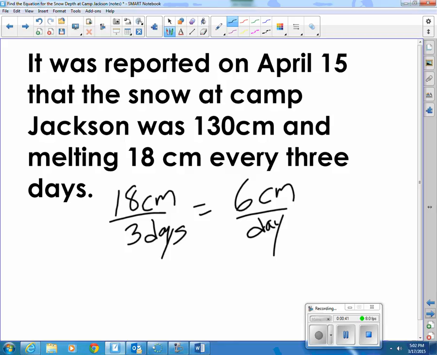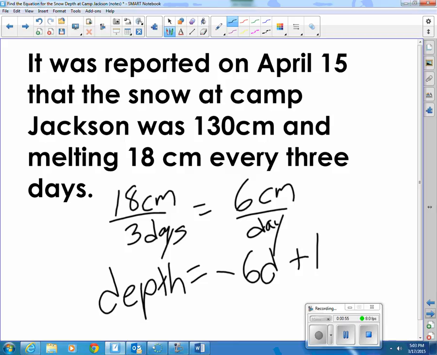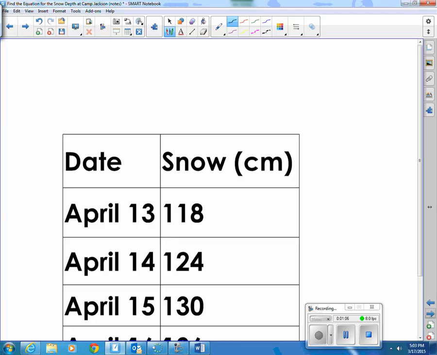So the equation would be maybe the depth is equal to, well, it's going down by 6 centimeters every day. So -6 times the number of days plus how tall it was, how deep it was to start with. So the depth equals -6d plus 130 might be a good equation for that. We could make a table from that.